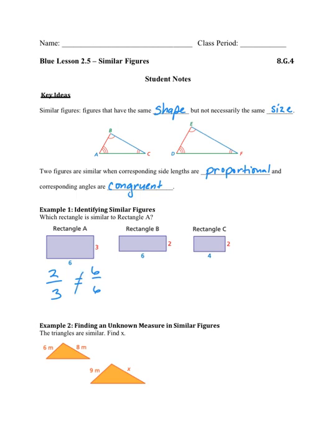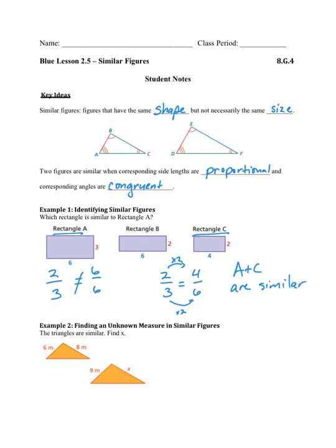But when we compare rectangle A with rectangle C, we see that the red sides have a ratio of 2 to 3, and the blue sides have a ratio of 4 to 6, and that is proportional, right? 2 over 3 is the same thing as 4 over 6. We can multiply 2 times 2 to get 4. We can multiply 3 times 2 to get 6. So A and C are similar.